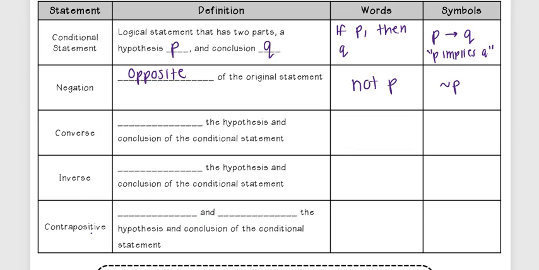Now the converse, inverse, and contrapositive we're all going to get from this conditional statement. So the converse, to get that, we exchange the hypothesis and conclusion of the conditional statement. So we basically switch the P and Q. So it'd be if Q, then P.